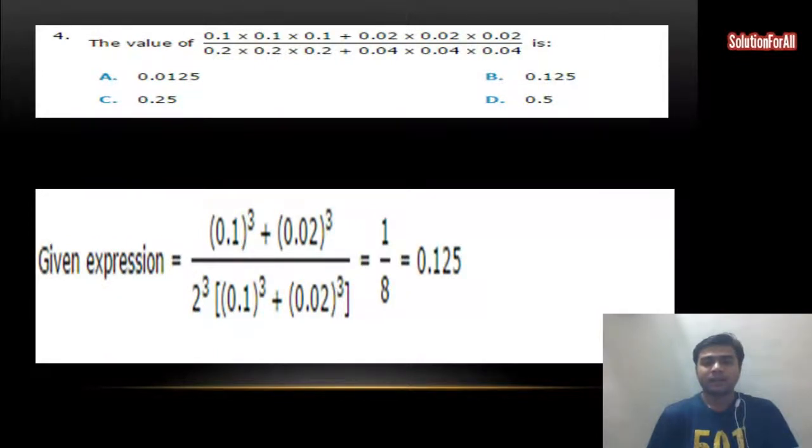Now I can take 2 cube as common from the denominator because I can see 0.2 and 0.04 have numerals after the decimal that are multiples of 2, so I can easily take it out, and leave the decimal part with the remainder. So I can see that 0.1 whole cube plus 0.02 whole cube are common in numerator and denominator, so that will be cancelled out, and the left term will be 1 upon 8, that is equal to 1 upon 2 cube. So the decimal answer of this question will be 0.125. So the correct answer is option B. Option B is the correct answer, that is 0.125.